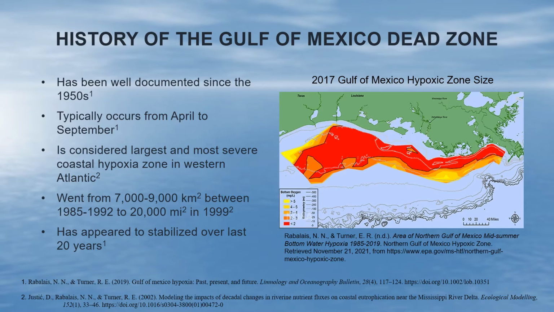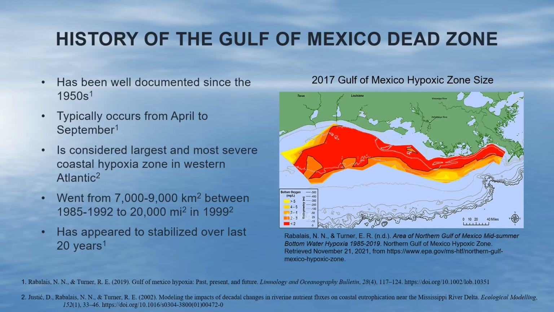This is considered the largest and most severe hypoxic zone in the western Atlantic. The affected area has greatly increased over time. Between 1985 and 1992, the area was approximately 7,000 to 9,000 square kilometers, while in 1999, this had increased to 20,000 square kilometers. However, this has appeared to have stabilized over the last 20 years. This picture shows the 2017 Gulf of Mexico hypoxic zone.